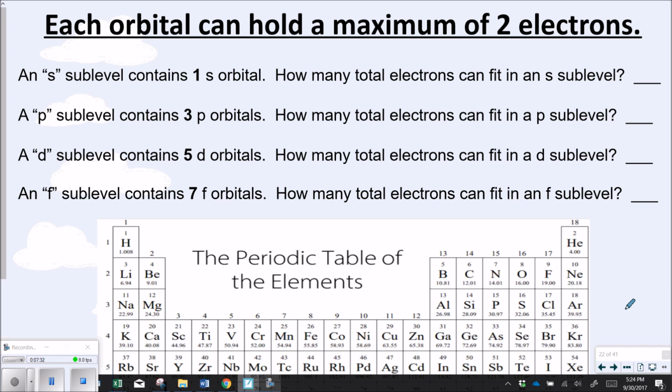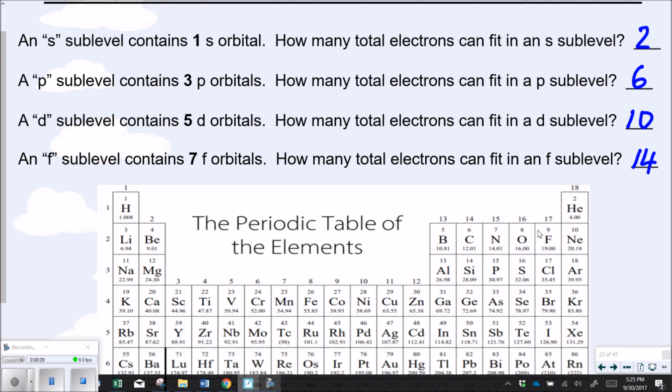Now each orbital can hold a maximum of 2 electrons. An S sublevel contains only one S orbital. So how many total electrons can fit in an S sublevel? That would be 2. A P sublevel contains 3 P orbitals, so a total of 6 electrons. A D sublevel contains 5 D orbitals, so there would be a total of 10 electrons. And finally, an F sublevel contains 7 orbitals, so there would be a total of 14 electrons.